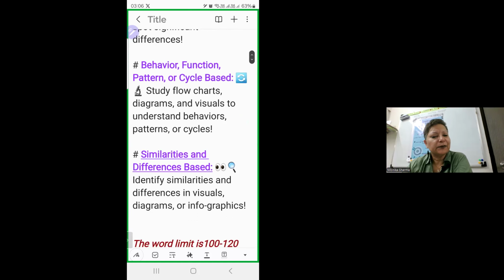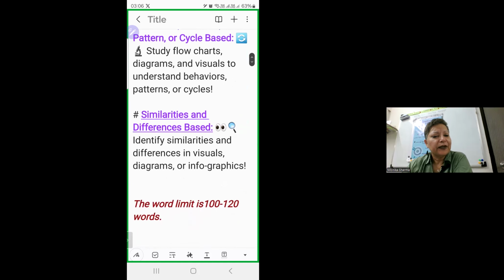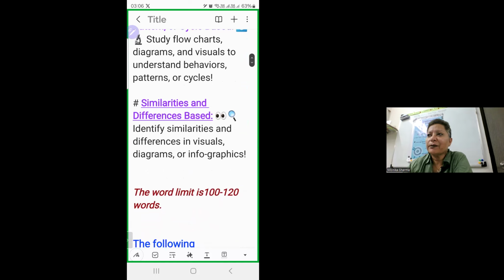Coming next, you have the similarities and differences based questions. A lot of similarities are shown. You have two sets of data. Suppose I talk about the rice production and the wheat production in India, and I talk about different states.